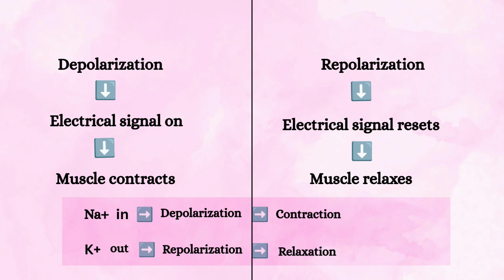In depolarization, sodium enters the cell, and the heart muscle contracts. On an ECG, the P wave indicates atrial depolarization. The QRS complex indicates ventricular depolarization. In repolarization, potassium leaves the cell, the heart muscle relaxes and gets ready for the next beat. On an ECG, the T wave indicates ventricular repolarization.